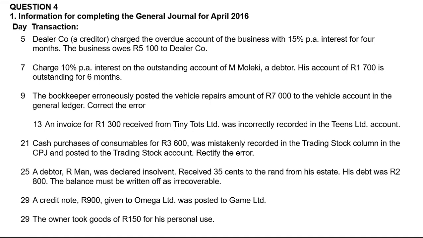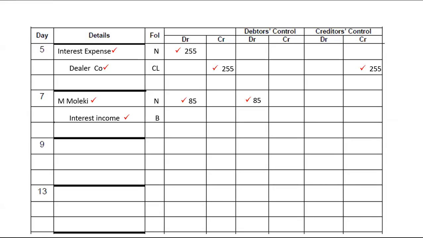Check them out. To correct this, because they erroneously debited vehicles, we're going to credit vehicles and debit the correct account, which is repairs. You will just debit repairs and credit vehicles. I don't know why I wrote N there. Yes, N is for nominal. Vehicles is B, which is for balance sheet or the financial position section. And that'll be it. Okay.